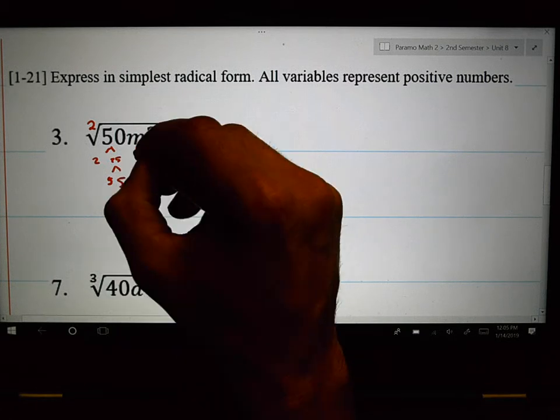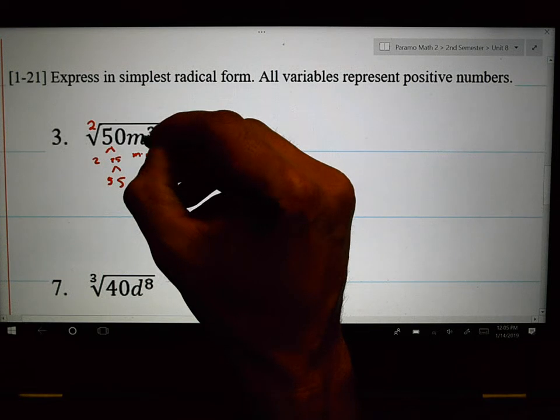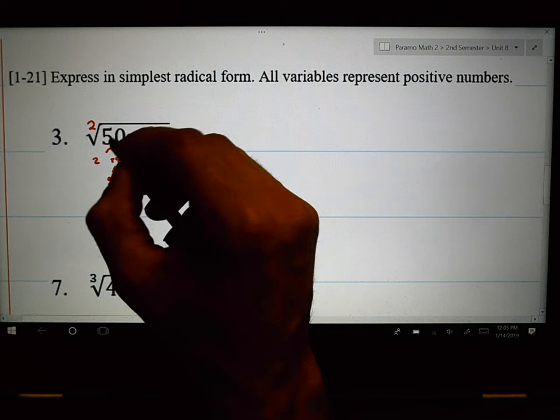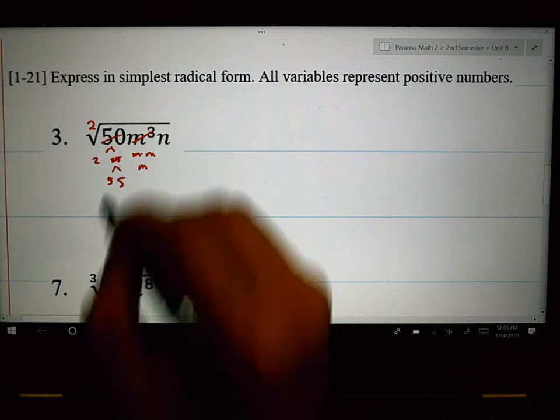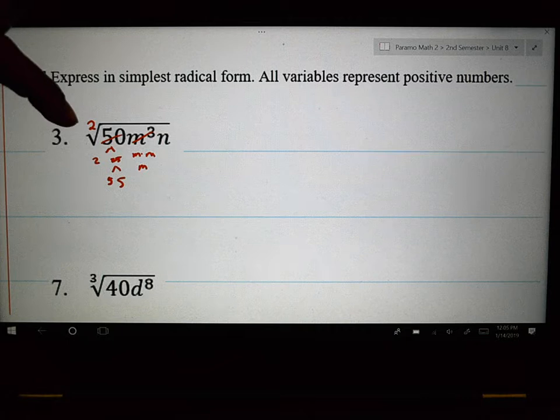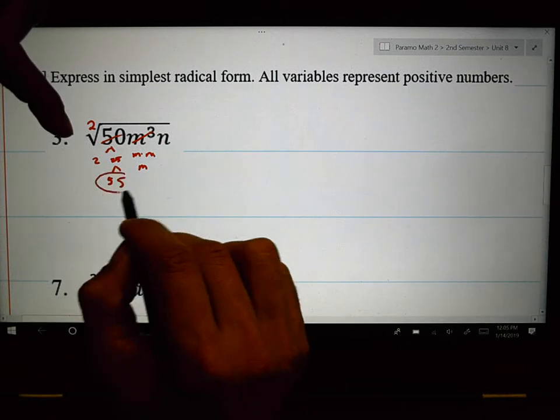And sometimes, if I need to, I break down m to the third into m times m times m because there's 3 factors of m. As soon as I break it apart, I kind of like cross it off because I don't need it anymore. And then I'm going to simplify looking for 2 factors that are the same. If there are 2 factors that are the same, I circle it.